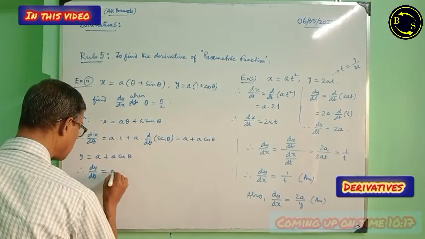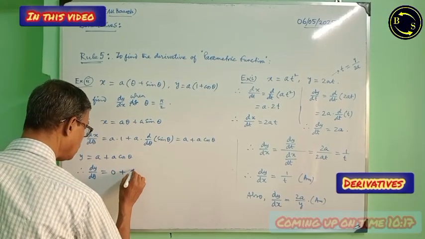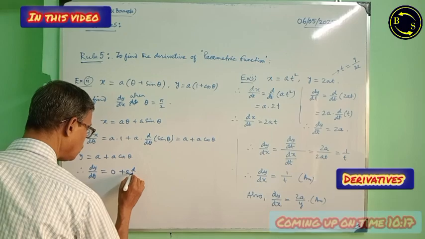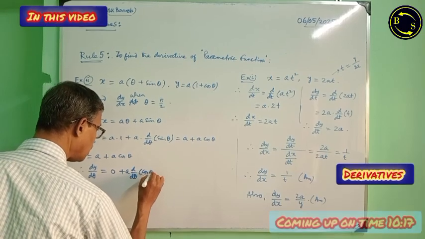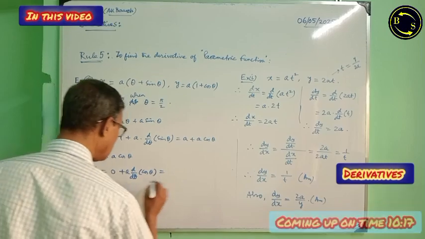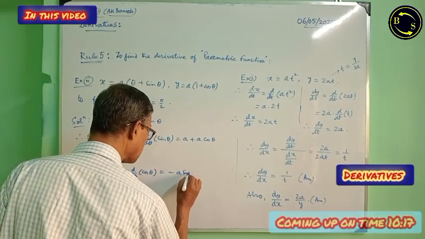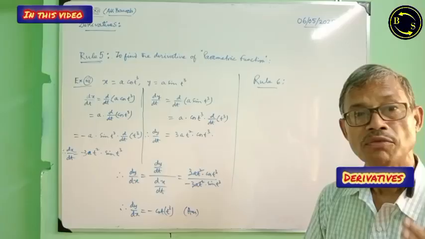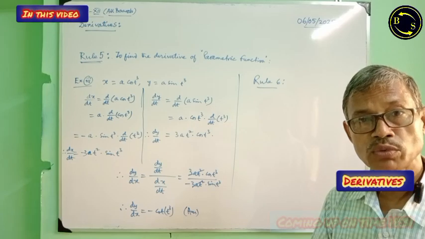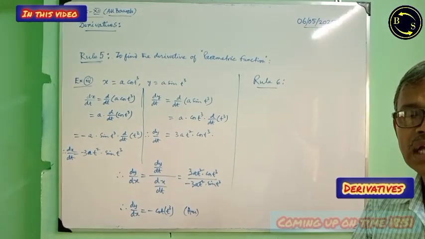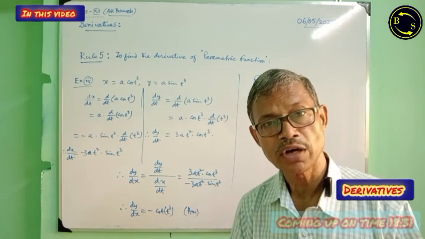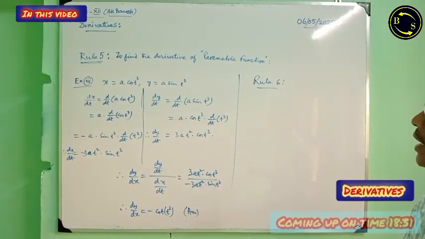Therefore, the first part will be 0, then a into d/dθ of cos θ, minus a sin θ. Finding derivative with respect to x, some standard form, as well as in case of implicit function we have found dy/dx.